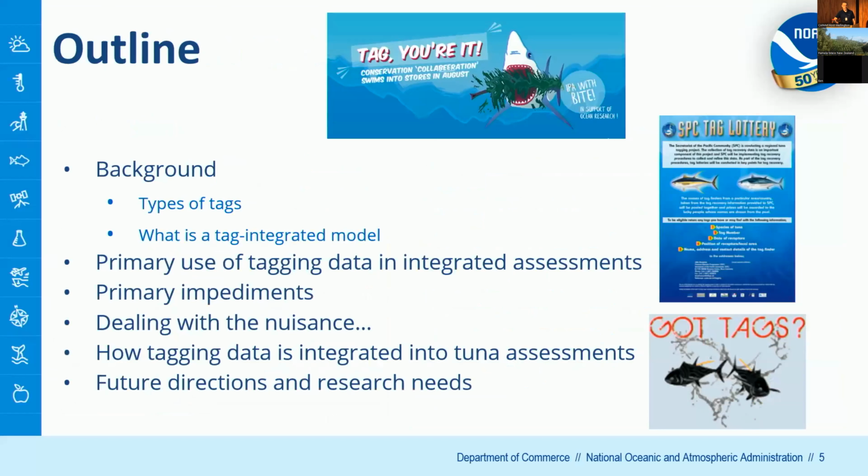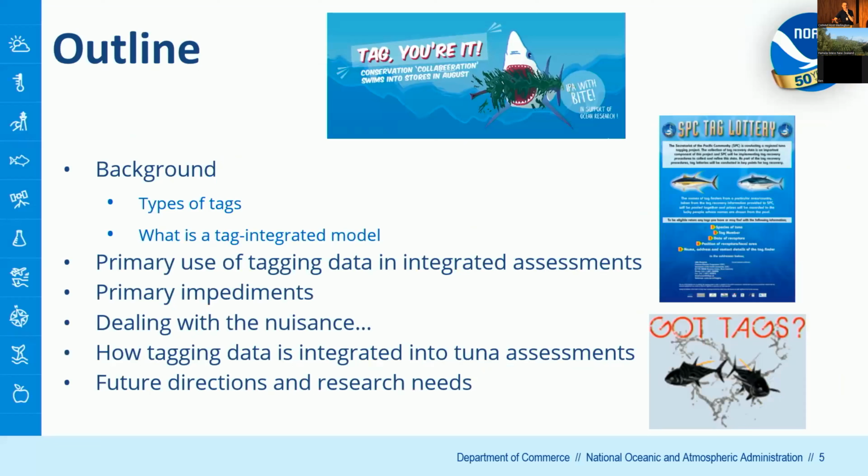I think everyone kind of has the background here about what tag integrated models are, what tagging can influence, and how you can use it in assessments. So I'll quickly go over them, introduce some of the main issues, give some advice, I guess. I don't know how useful it is in the tuna world, but I'll try to introduce some things that Matt and I talked about.